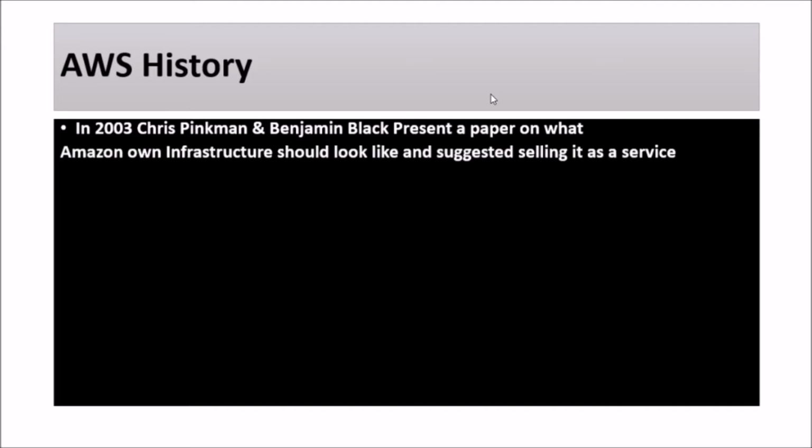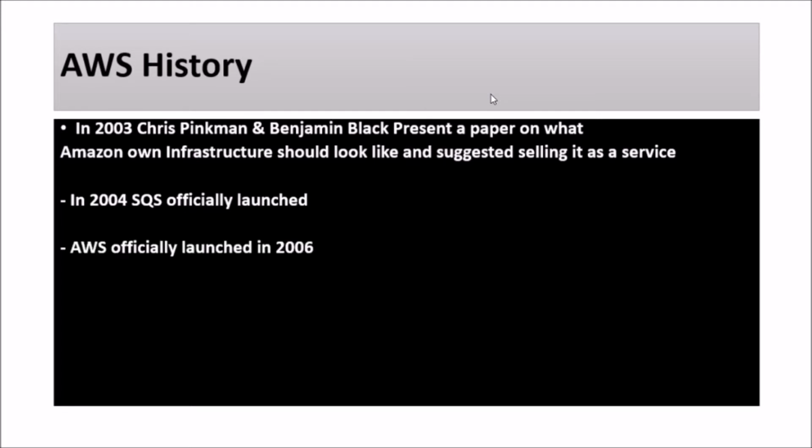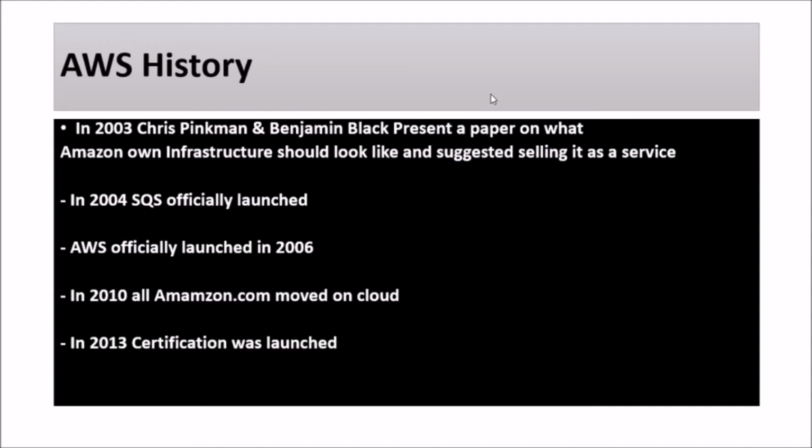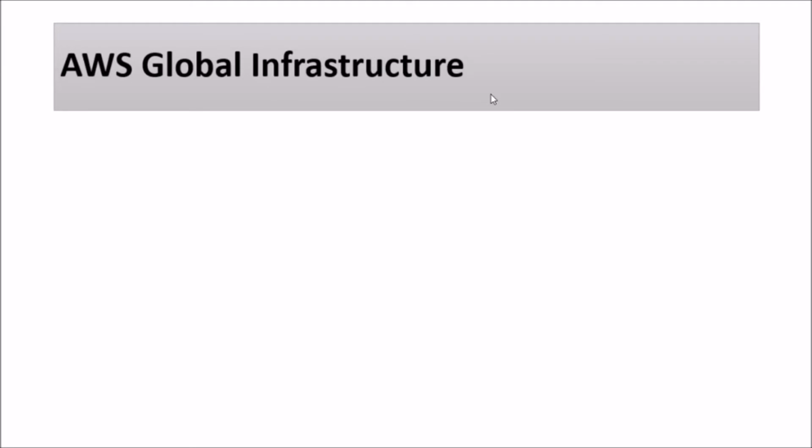In 2003, Chris Pinkham and Benjamin Black presented a paper on what Amazon's own infrastructure should look like and suggested selling it as a service. In 2004, SQS officially launched. SQS is Simple Queue Service. And then AWS officially launched in 2006. And in 2010, all of Amazon.com moved to the cloud. In 2013, certification was launched. And in 2016, the run rate was $13 billion US. So it's really huge.